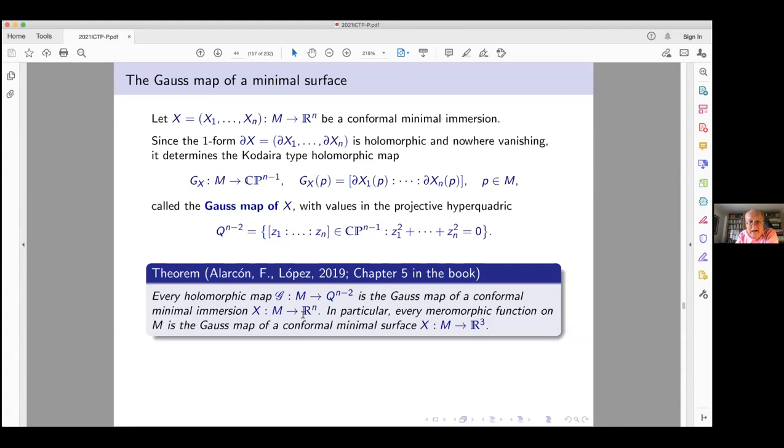And this, if you take n equal 3 here, then this hyperquadric is a complex curve, a curve in CP2, and you can easily see that it's a quadratically embedded Riemann surface. So it's a CP1 quadratically embedded into CP2. So in this case, the range of this Gauss map will be just CP1. So this means you can think of such a map as being a rational function, I mean a meromorphic function on X. So in dimension 3, every meromorphic function is the Gauss map of a conformal minimal surface into R3.